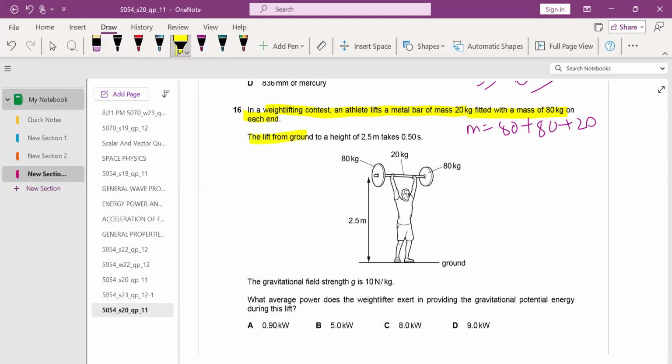Now, the lift from the ground to the height of 2.5 meters takes 0.50 seconds. Gravitational field strength is 10. What average power does the weightlifter exert in providing the gravitational potential energy during the lift? You can see the continuous questions of calculation are coming between question number 10 and, I think, it will last till question 20. In question 16, it is also calculation; you have to calculate the average power and gravitational potential energy during the lift.